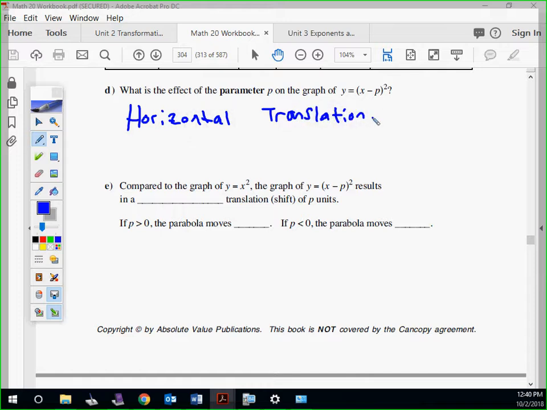Compared to the graph of y equals x squared, the graph of y equals (x minus p) squared results in a horizontal translation shift of p units. And then I remember opposite. If p is greater than 0, so if you see a +3, you move left. I want it to be what you see. They do a switch on you, and I'm trying to take that out for you. If p is less than 0, so if you see a negative, you move right.